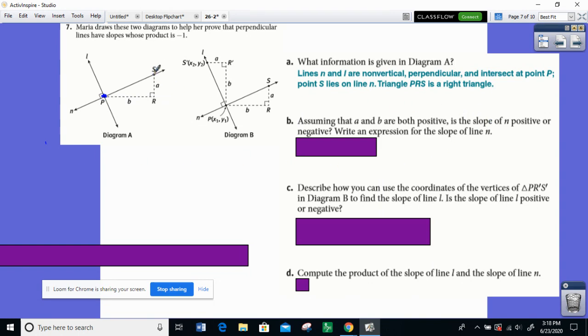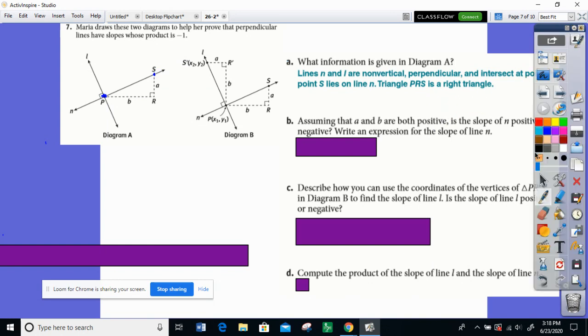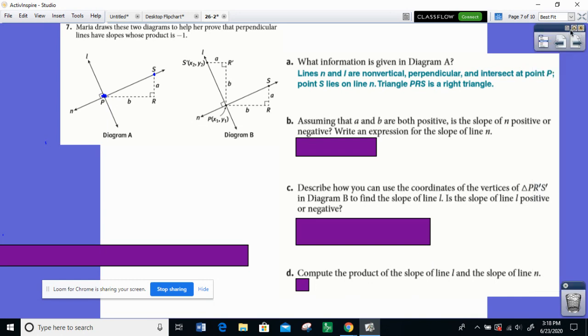We've also got point S over here that lies on line N. And triangle PRS is a right triangle. That's this triangle down here in the bottom right. Okay? So assuming that A and B are both positive, is the slope of N positive or negative?